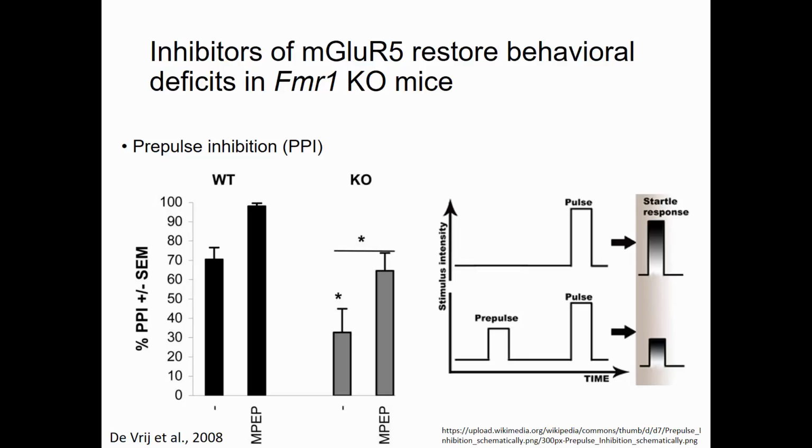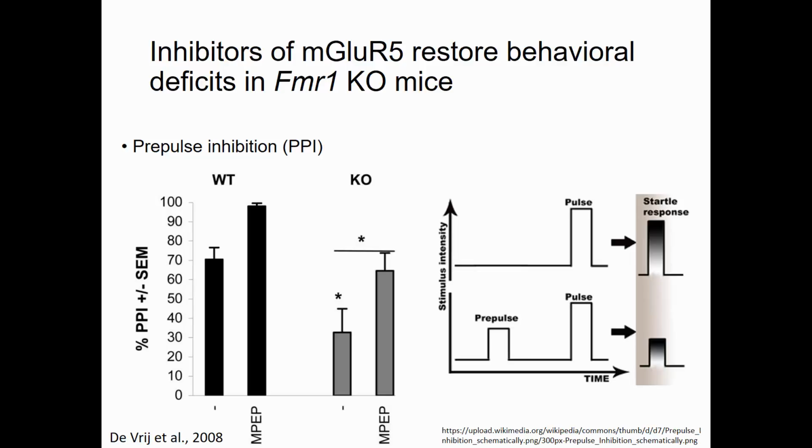So this is called pre-pulse inhibition. It's very simple. If you give a pulse, usually an audio pulse, so a loud sound, it produces a startle response. However, if you give a pre-pulse, a softer sound right before the loud sound, this primes the animals and lowers the startle response.